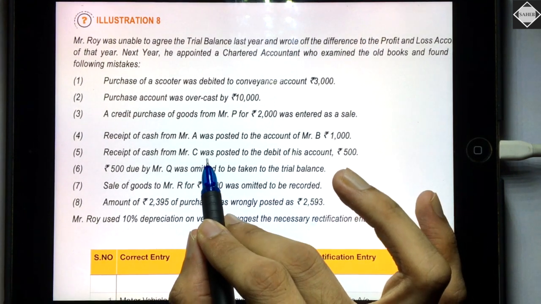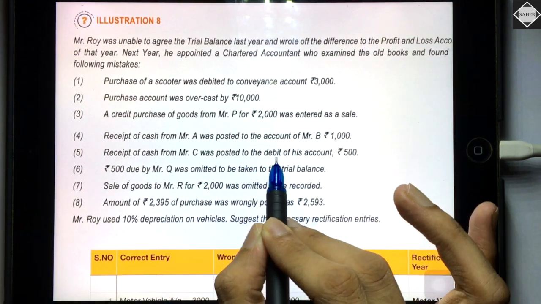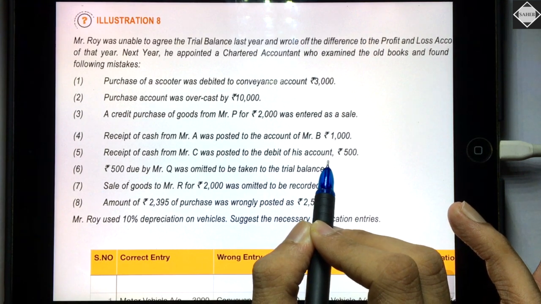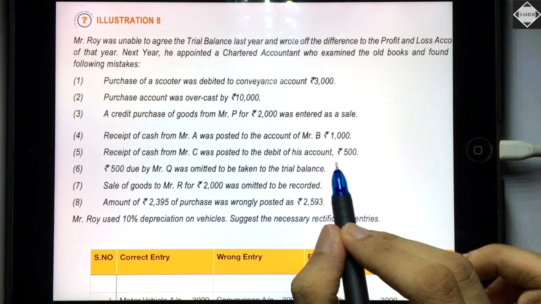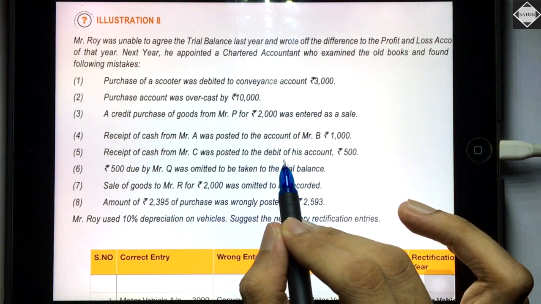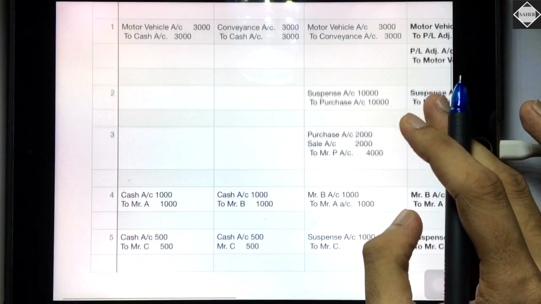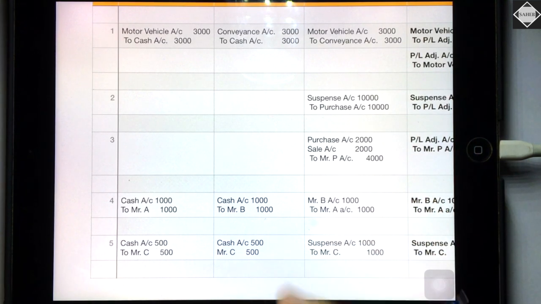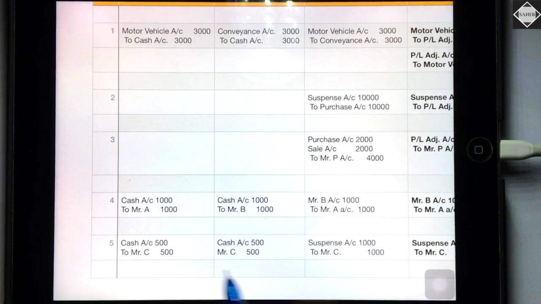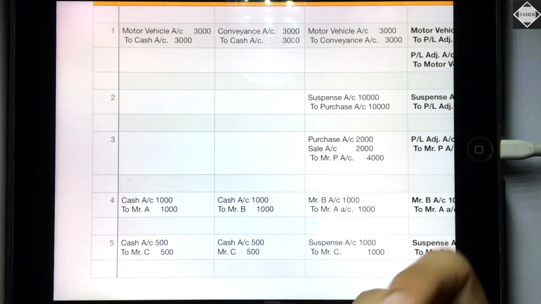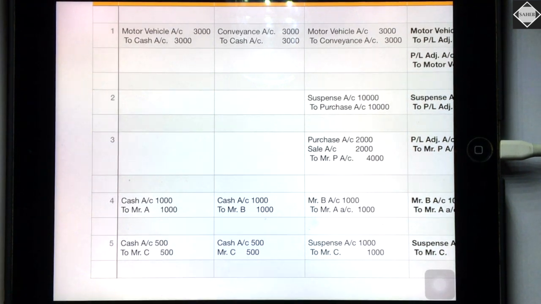The error is it was posted to the debit of his account. What was supposed to happen? Credit of his account, not debit. Here they are saying debit of his account. So what does that mean? The journal entry effect would be like this. Cash account debit 500, Mr. C account debit 500. It's completely messed up. It was supposed to be cash account to Mr. C. They have done cash account debit 500, Mr. C account debit 500. So how will you rectify this?